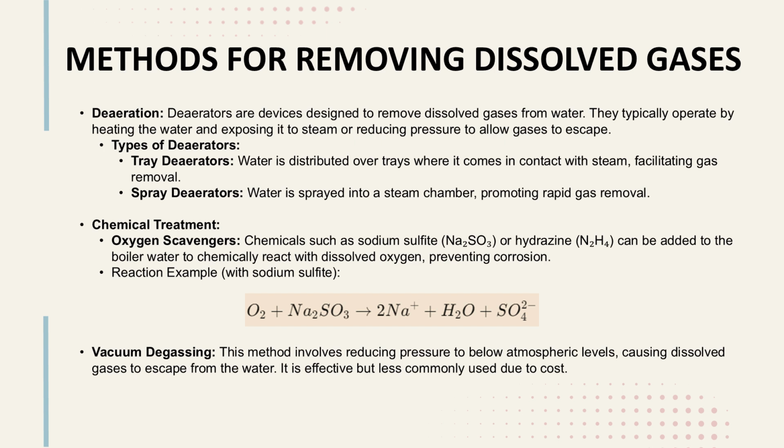Chemical treatment. Oxygen scavengers, such as sodium sulfite or hydrazine, are added to water. These chemicals react with oxygen to prevent it from causing corrosion. Vacuum degassing. This method involves reducing pressure below atmospheric levels, which forces gases to escape from the water.